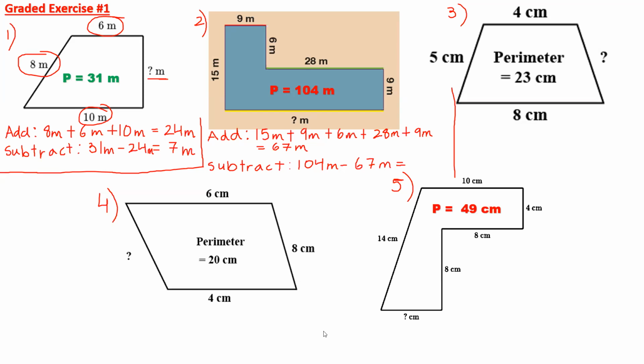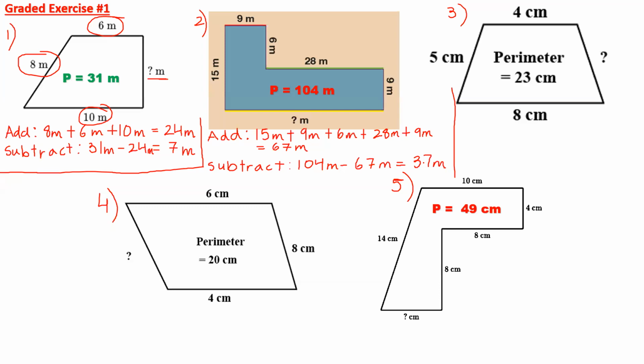37 meters. I got 37. I got 37 as well. All right. Olivia. Where's Olivia? Mr. Matik, yes, sir. There's another way to get 37 that we learned yesterday.